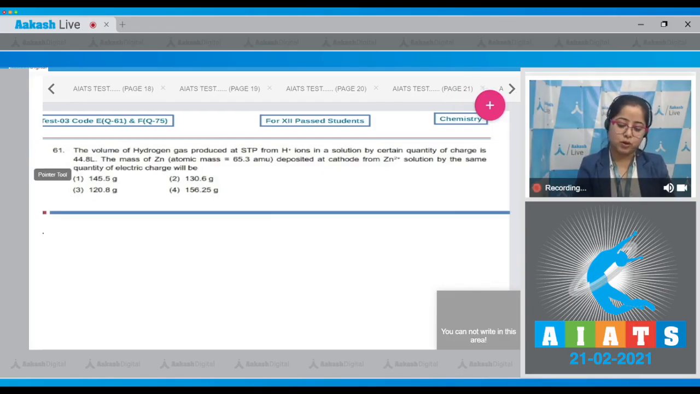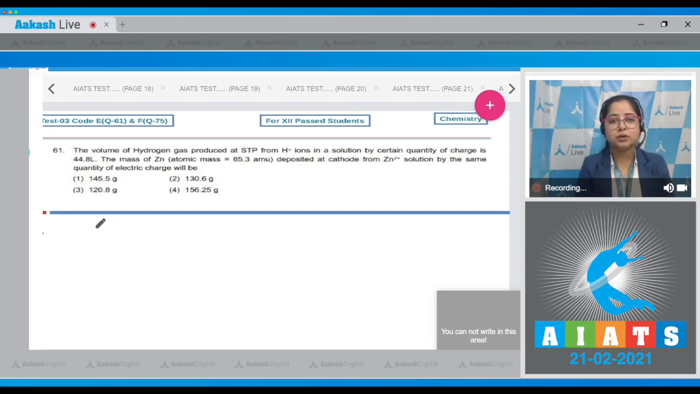which is question number 61. Let's read it. The volume of hydrogen gas produced at STP from H+ ions in a solution by a certain quantity of charge is 44.8 liter. The mass of zinc, atomic mass is given, that is 65.3 AMU, deposited at cathode from Zn2+ solution by the same quantity of electric charge will be.